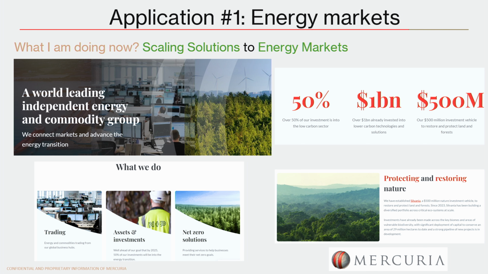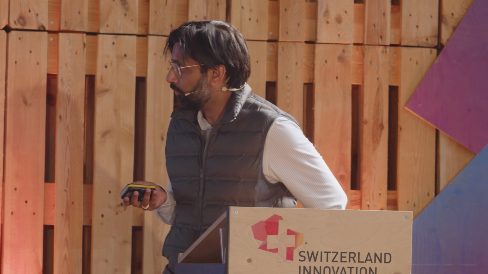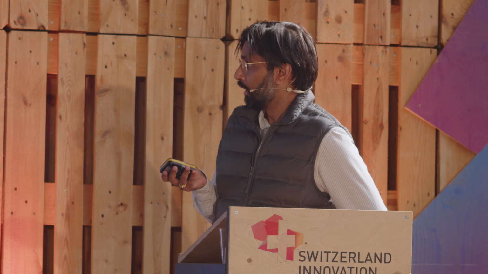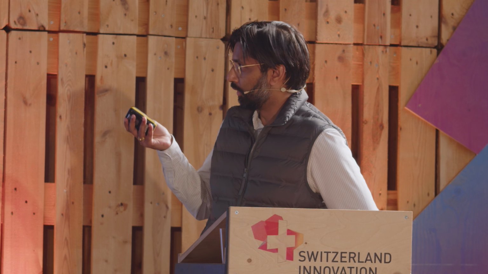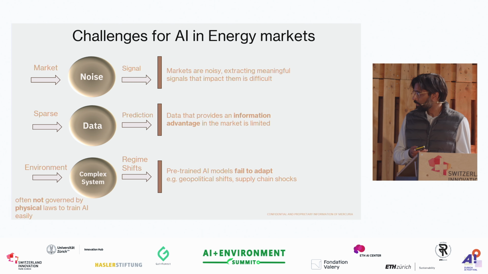Mercuria is a leading energy trading firm. We're based out of Geneva, but in 15 different countries. We trade, we have assets and investments in renewable energy and other assets around the world. Also invest in net zero solutions. We have a 50% investment target set to low carbon, which we've already exceeded. Take our profits and put in $1 billion into low carbon solutions. And we created a 500M vehicle into biodiversity, even before the market really exists for this.